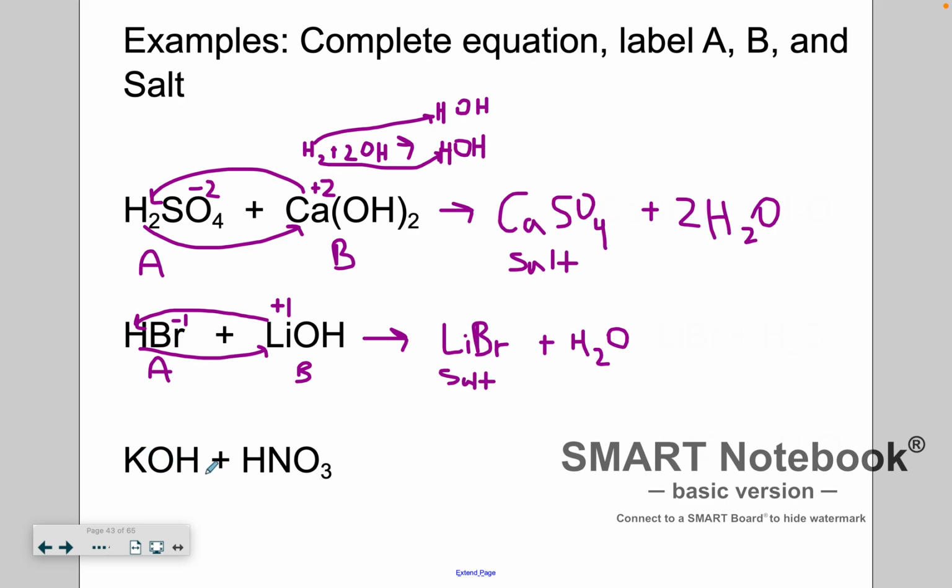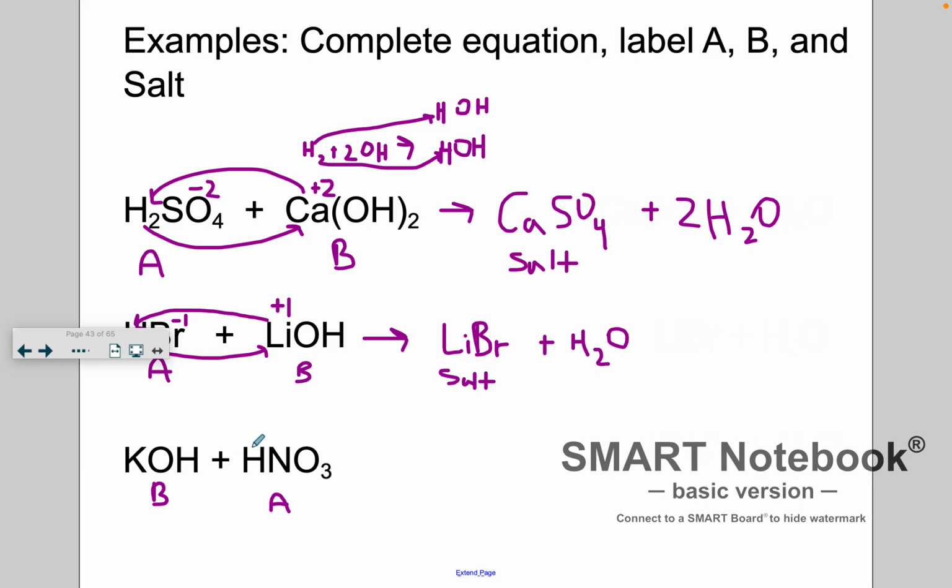All right, potassium hydroxide plus nitric acid. So which one of these is my base? This one, because you can see the hydroxide. This is my acid. It has a hydrogen in the front. Usually acids have a hydrogen in the front.